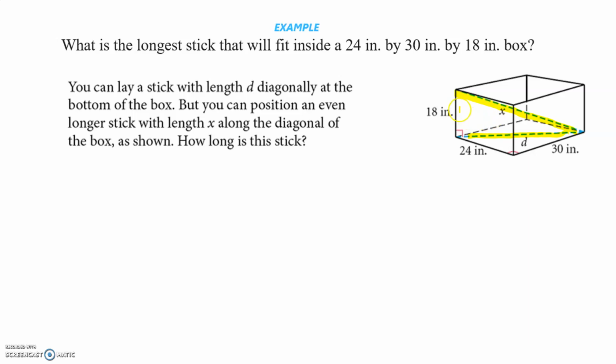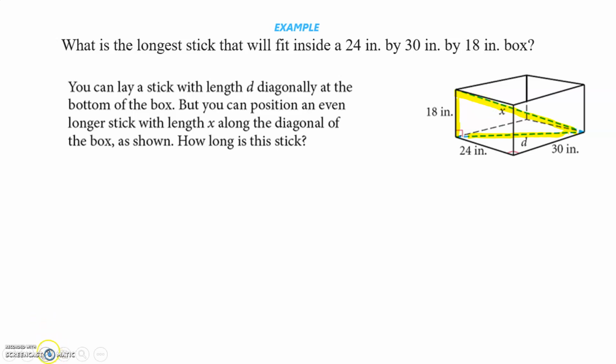So I look at it and I say, what if I put in this line here? Look what I have, a nice, beautiful yellow right triangle. But in that yellow right triangle, the leg is 18, this longer leg is D, and the hypotenuse is X. So 18 squared plus D squared equals X squared. I can't solve anything like that because I have two unknown letters.